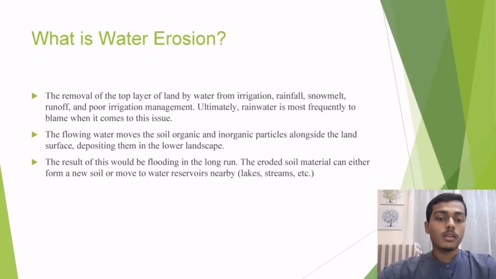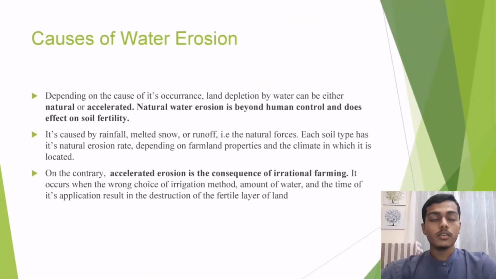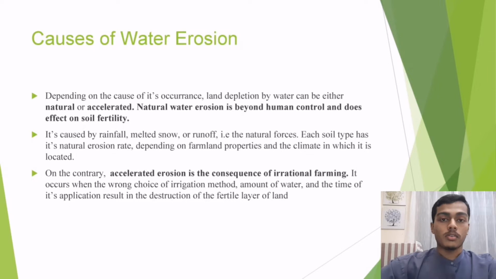The eroded soil material can either form a new soil or move to the water reservoirs nearby, such as lakes, rivers, and streams. Depending on its occurrence, land depletion by water can either be natural or accelerated. Natural water erosion is beyond human control and it does affect the soil fertility. It is caused by rainfall, melted snow, and or runoff. For example, the natural forces.